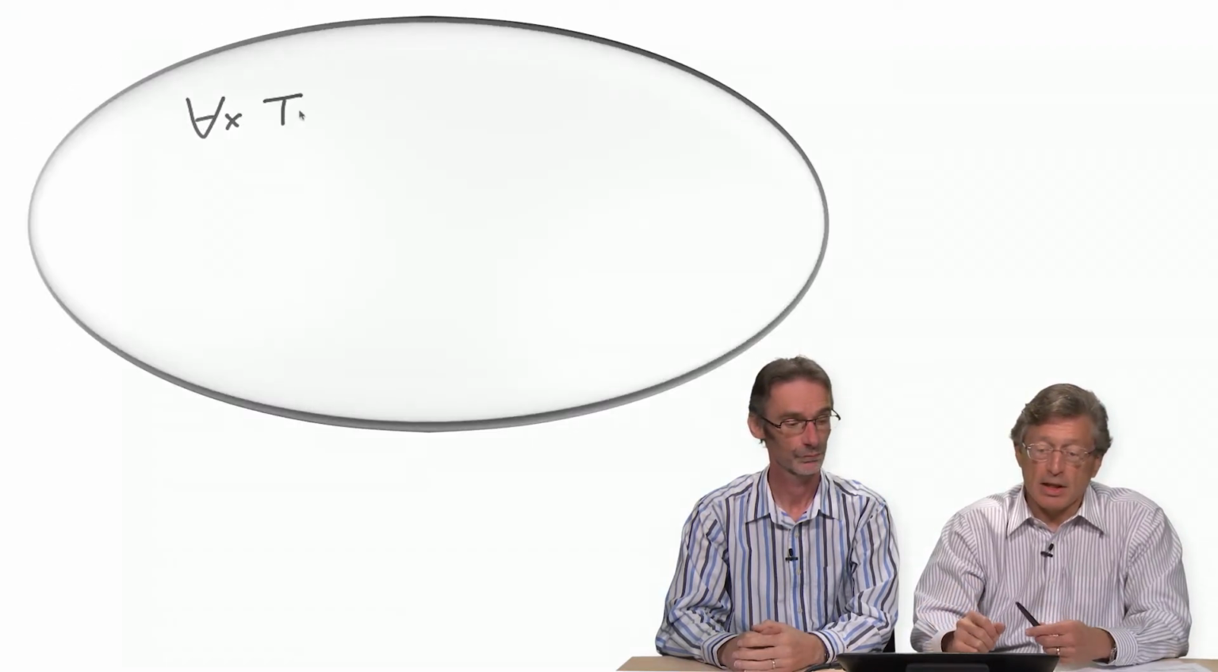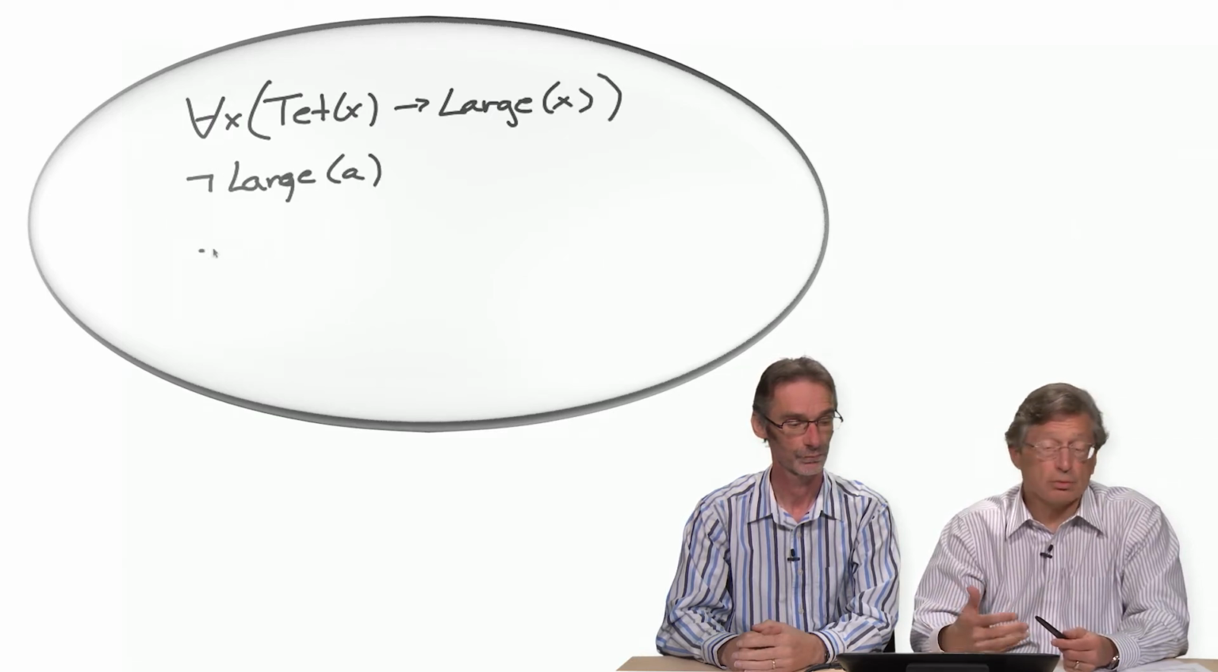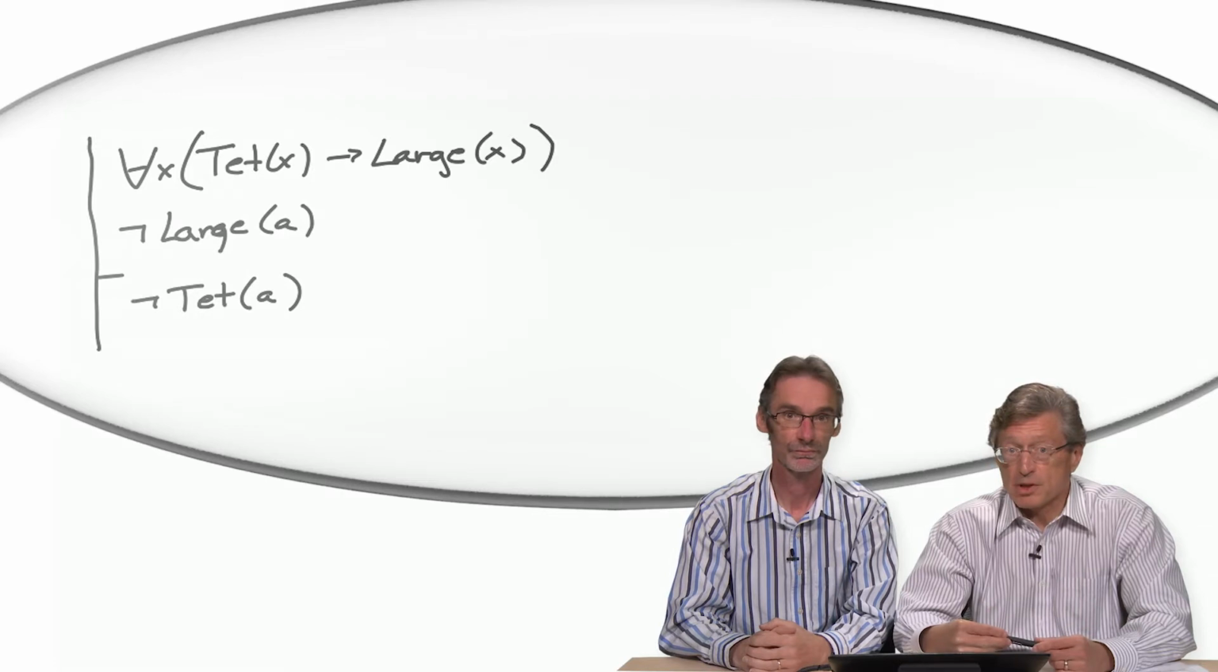Now, you can use the very same procedure on arguments too. For example, the argument: for all x, Tet(x) implies Large(x); not Large(a), so not Tet(a). This argument looks valid, but is the conclusion a first-order consequence of the premise?